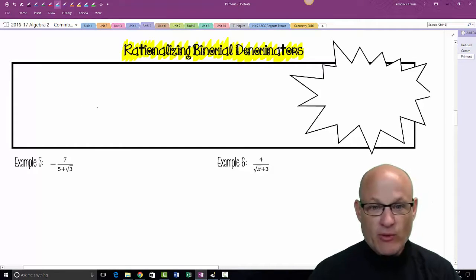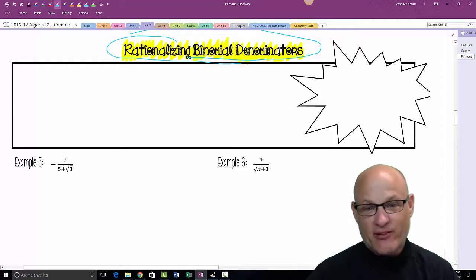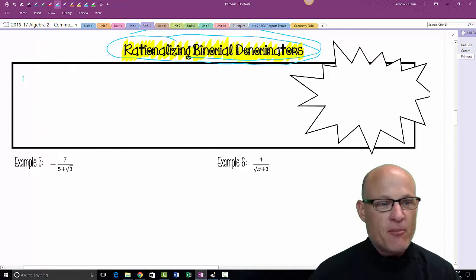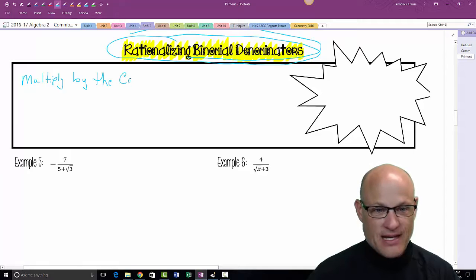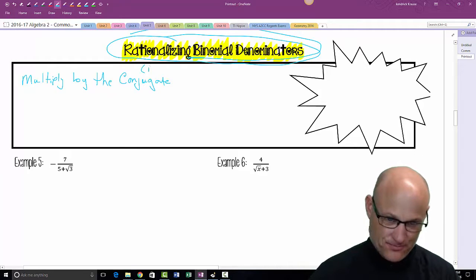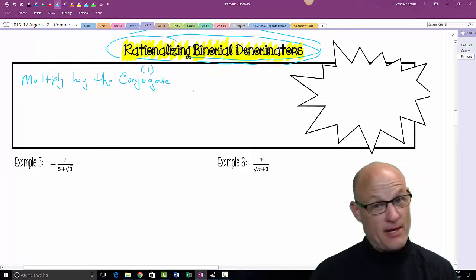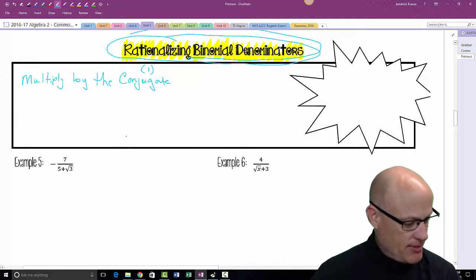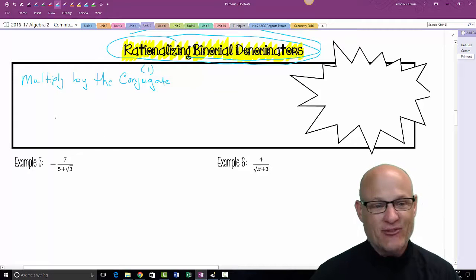So here we're going to have binomials in the denominators. It makes it quite a bit more difficult. The way we're going to get rid of these is we have to multiply by the conjugate. Actually, what we're multiplying by is 1. Remember, we can multiply anything by 1, but we're going to represent it as a conjugate. So let me give an example of a conjugate.